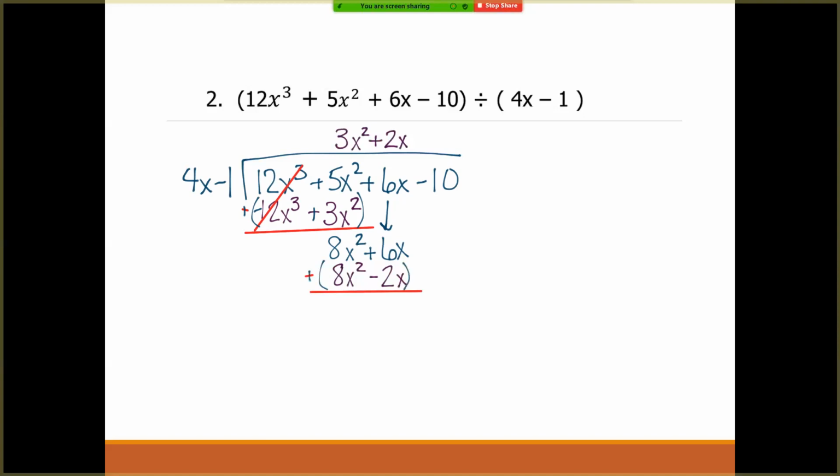We're going to distribute the negative inside to the 8x squared and the minus 2x, which now gives me a positive 2x and the negative 8x squared. My negative 8x squared and my positive 8x squared cancel. 6x plus 2x gives me positive 8x, and now we can bring down the minus 10. Remember, we've got to keep working until we get to a constant.